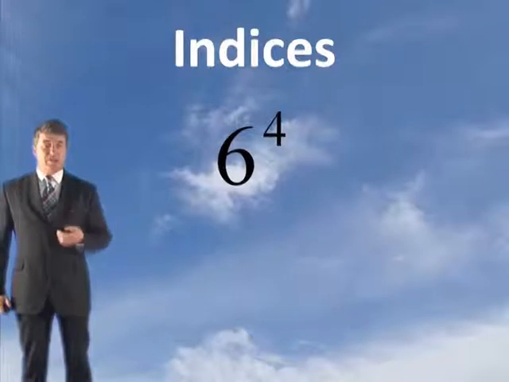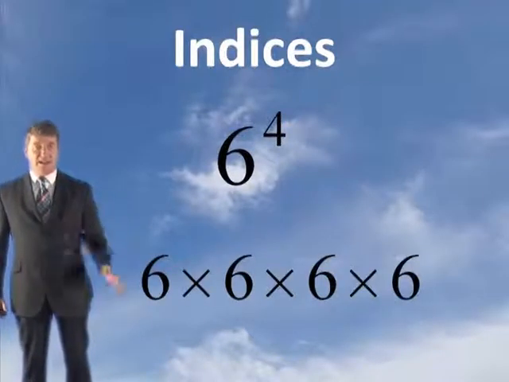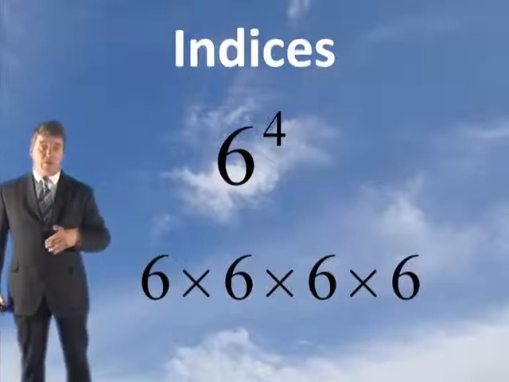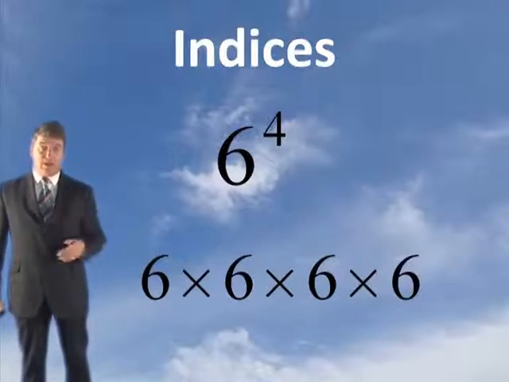What about this one, 6 to the power of 4? That means 6 times 6 times 6 times 6, which is 1296. Do you understand that? The index there is telling you how many times you multiply it by itself. That's the basic power law.